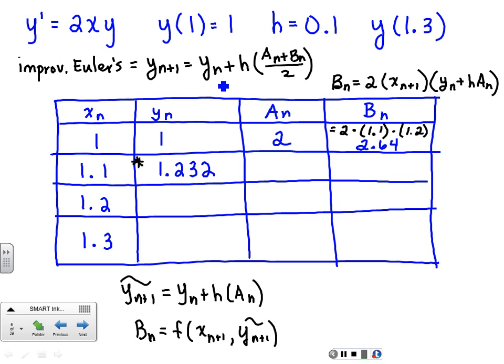It's going to wear me out, I can tell. Making sure y'all know which way to go. Right here, a sub n on this line, you're going to do 2 times x times y. You're going to find out real quick why we like the computer better. 2 times 1.1 times 1.232 equals 2.7104.